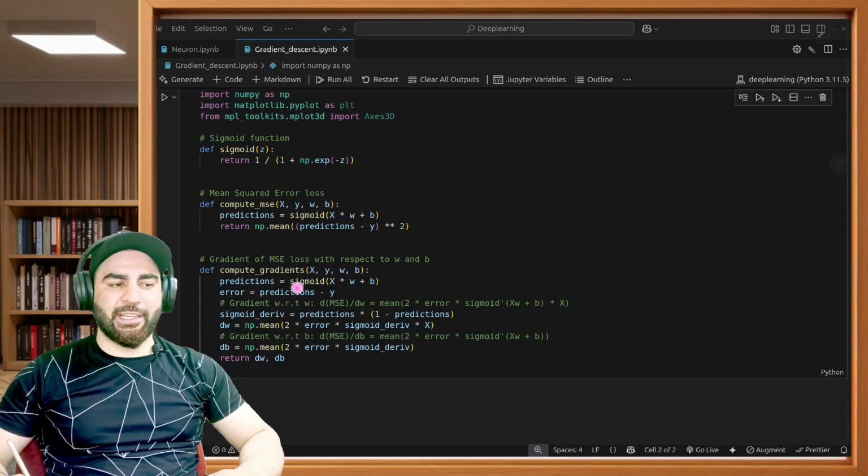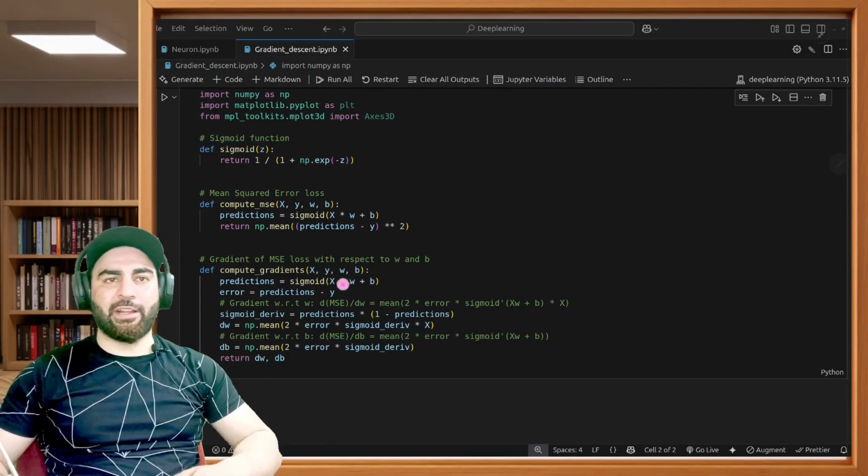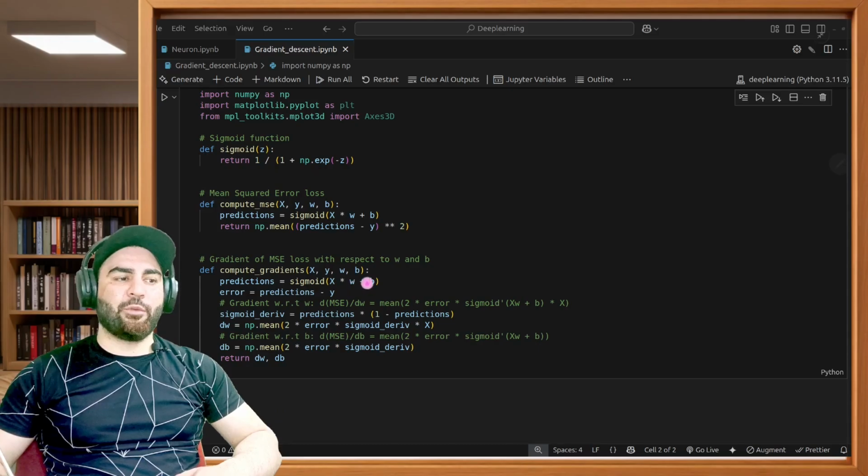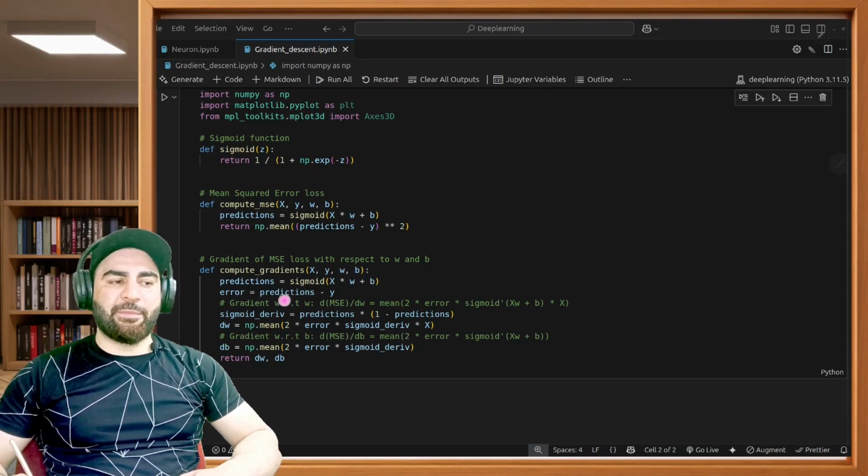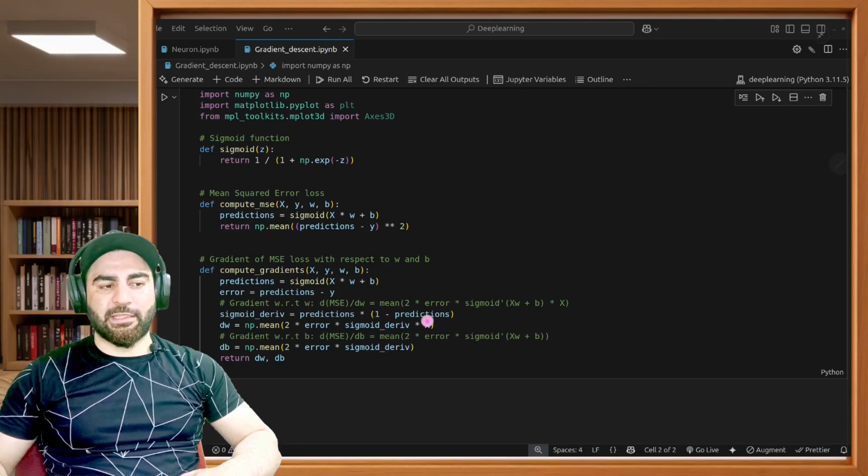So predictions basically is the forward pass. You just do sigmoid of x times w plus bias. Okay, and the error is basically prediction minus y. Now you have to do the derivative of this. So what you do is prediction into 1 minus prediction. This is the thing that I wrote.